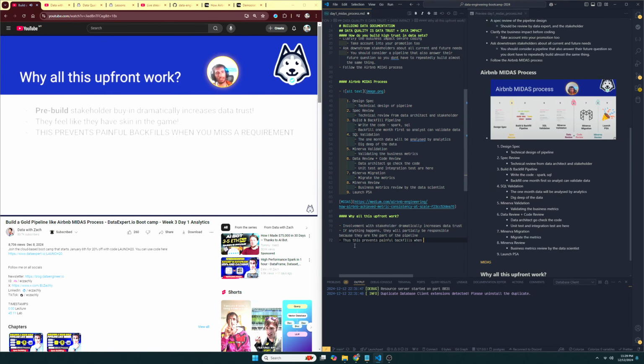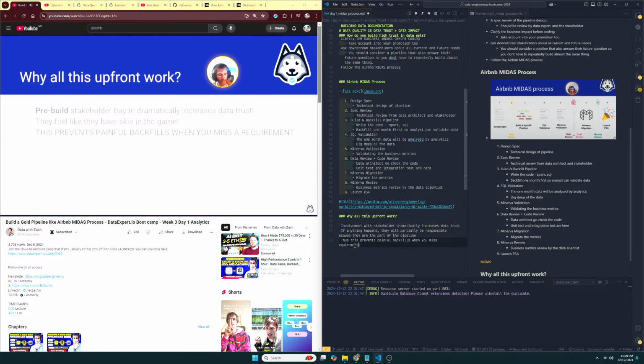And what it can do as well is it can highlight to management where communication problems are happening, because sometimes as a data engineer, it's not even on you. Sometimes analytics partners are just absolutely ridiculous in what they're requesting and how they're requesting it.